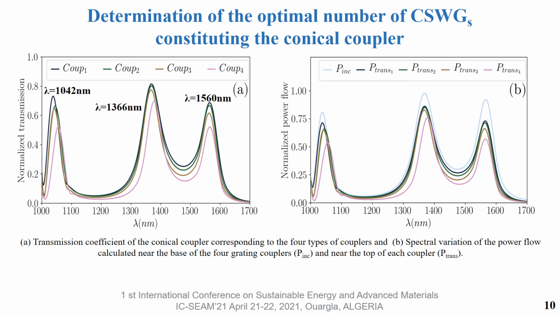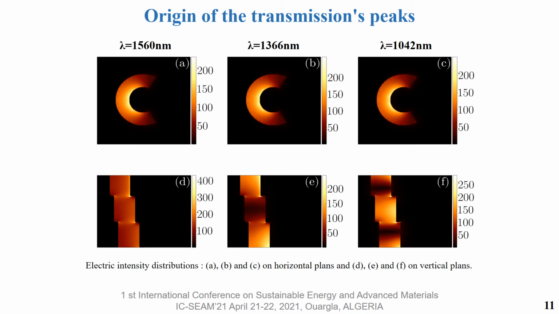Besides, we can notice that the transmission spectra exhibits three peaks at lambda equal 1560 nanometer, lambda equal 1366 nanometer, and lambda equal 1042 nanometer. So, in order to explain their origin, we calculate the electric intensity distribution corresponding to each peak plotted in the next slide. On the one hand, we see that the horizontal electric intensity distributions corresponding to the three peaks exhibit one lobe of energy referring to the TE10 fundamental mode. On the other hand, we notice that the vertical electric intensity distributions show different behaviors.